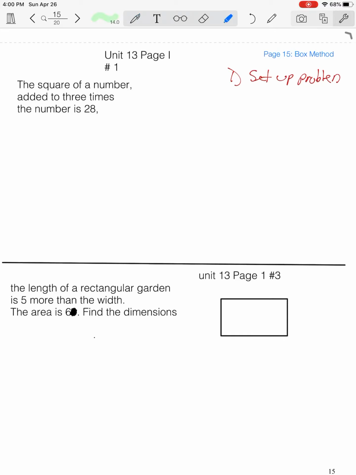It says, and we'll even highlight it if you'd like, the square of a number. So the square of a number. How do I write the square of a number? X squared. That's the square of a number. Then it says, added to 3 times the number. So if it's added to 3 times the number, that's 3x. Is always gives me an equal sign, 28. So we set up the problem.